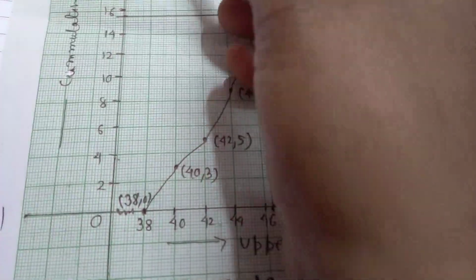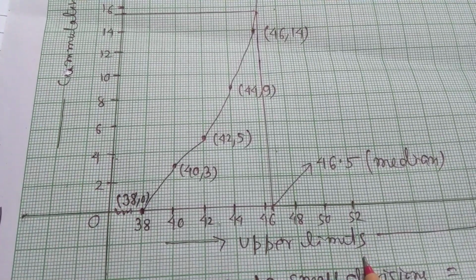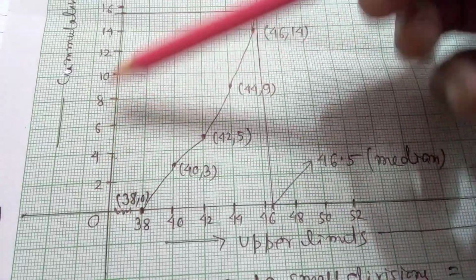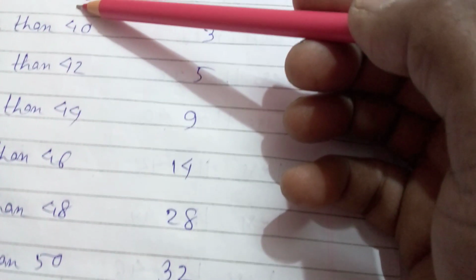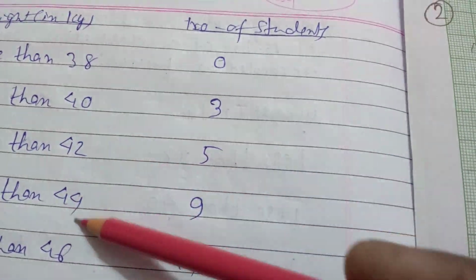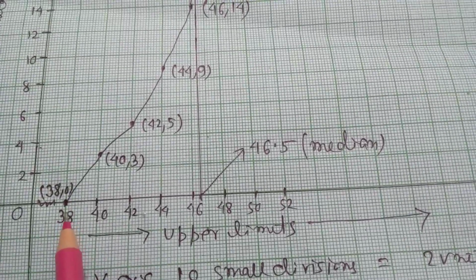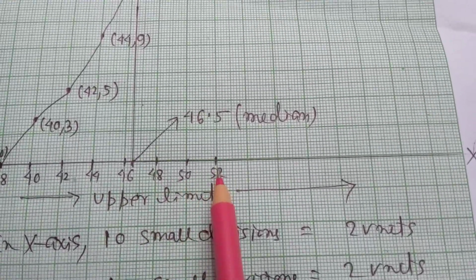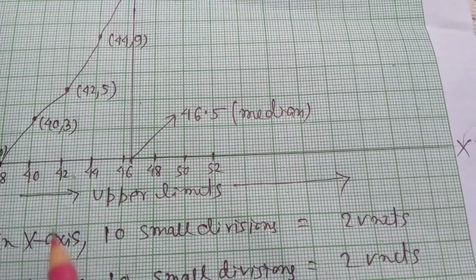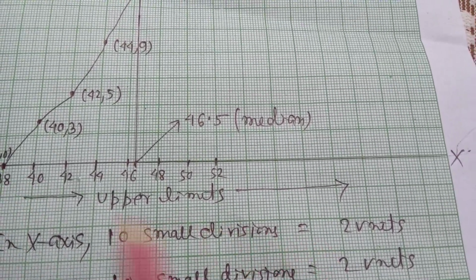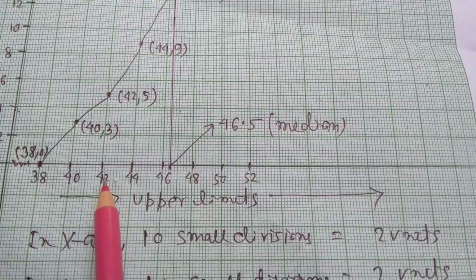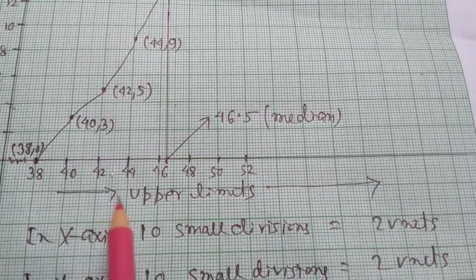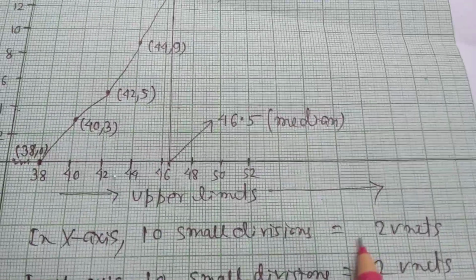Look here, this is the x-axis and this is the y-axis. In the x-axis upper limits are taken and in the y-axis cumulative frequency. So these are upper limits 38, 40, 42, 44, 46, 48, 50, 52. In the x-axis 10 small divisions equal 2 units. Look here, 38 to 40 is 2, 40 to 42 is 2, 42 to 44 is 2.